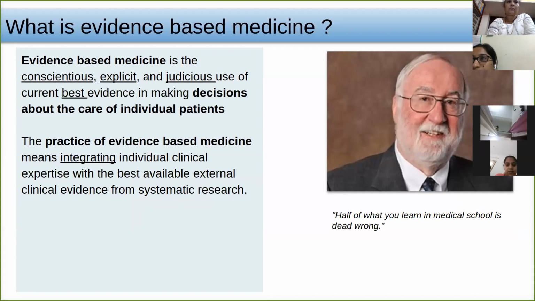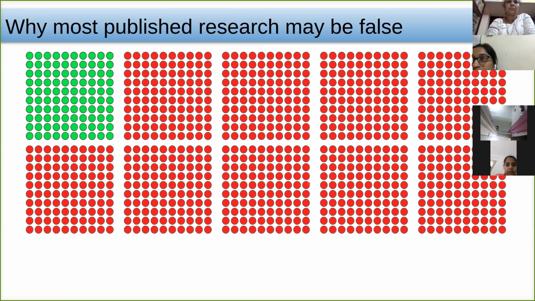Now, the first ingredient is possibly not very hard to get. You get it from experience, you get it from diligence. The second component, on the other hand, is not so easy, although we see an ever increasing volume of medical literature coming up every day. Let's do a simple thought experiment to understand why this is so.